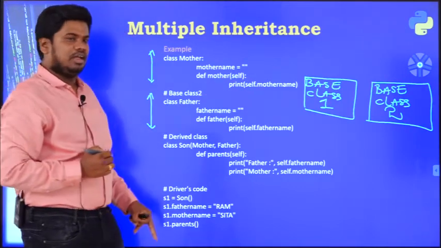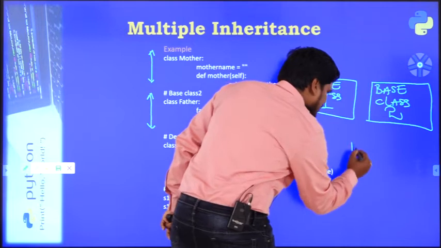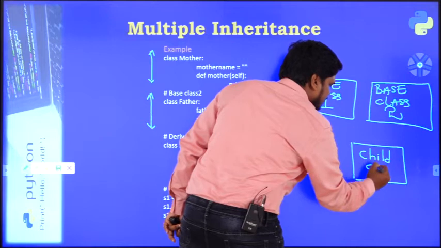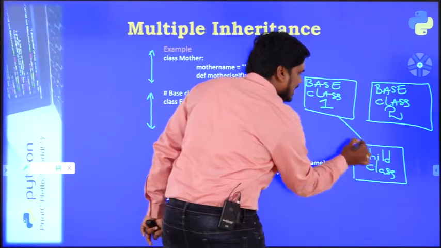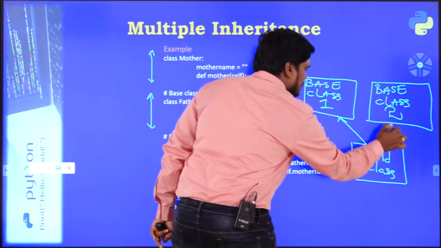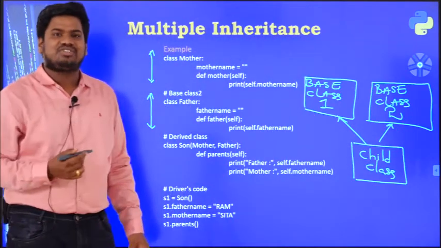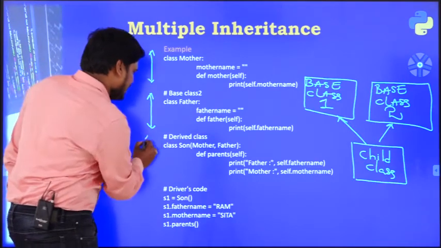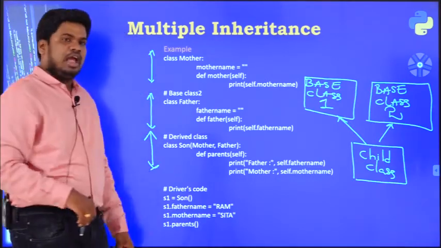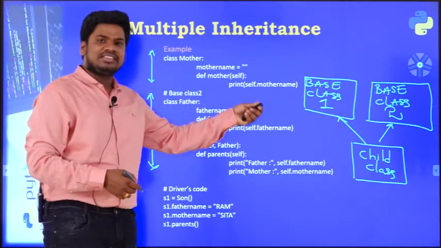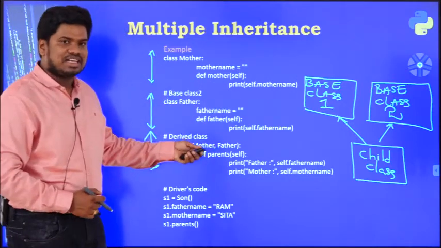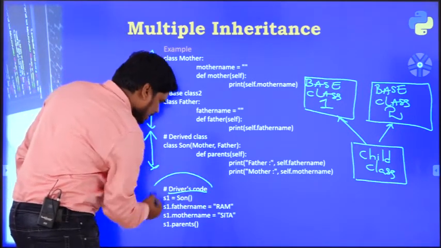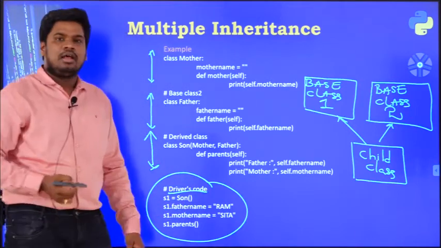After that there will be one child class. This child class will inherit the properties from these two parents, from base class 1 as well as from base class 2. This is the pictorial representation, and here I have a derived class. In order to call the base classes and the derived class, I need a driver code. So the driver code is present here.